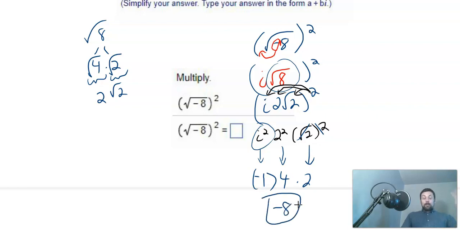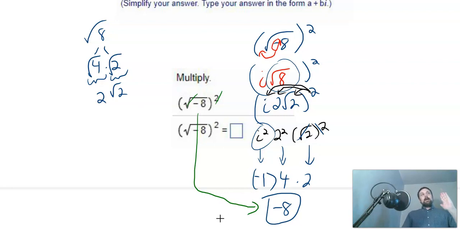And you might have thought this already, and you would have been correct if you did it this way: if we knew the power of 2 cancels out the square root here, why not just do that at the beginning, right? The power of 2 cancels out the square root. You get -8, which I didn't draw my arrow very well. Let's try that again. You get -8. All right, so that's much quicker, right?